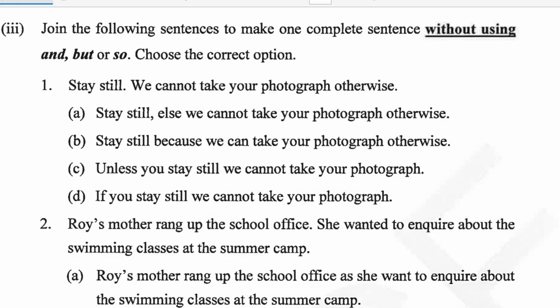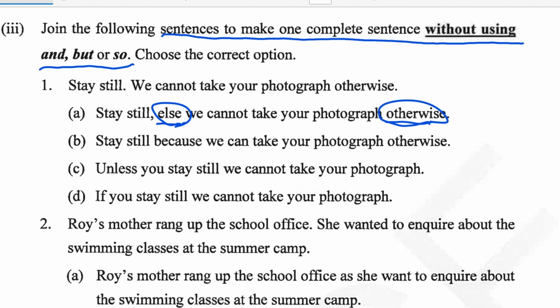Now question number 3. Join the following sentences to make one complete sentence without using and, but, so. Stay still, we cannot take your photograph otherwise. Here given else, this is your stay still, else. Here given otherwise, we cannot take your photograph otherwise.